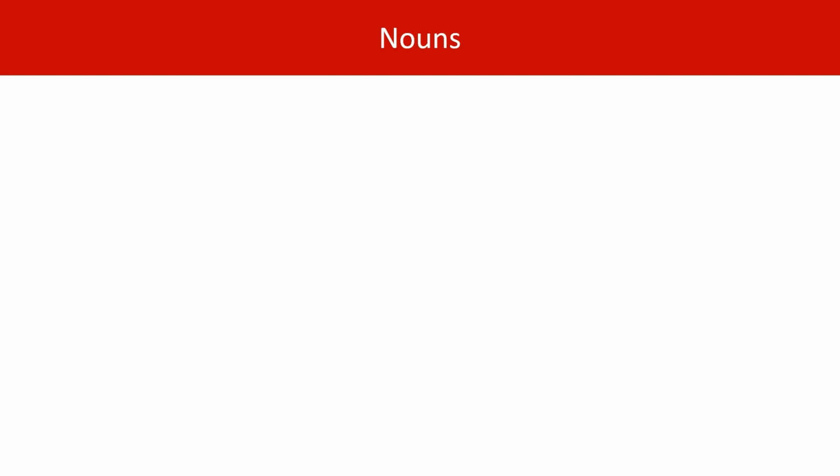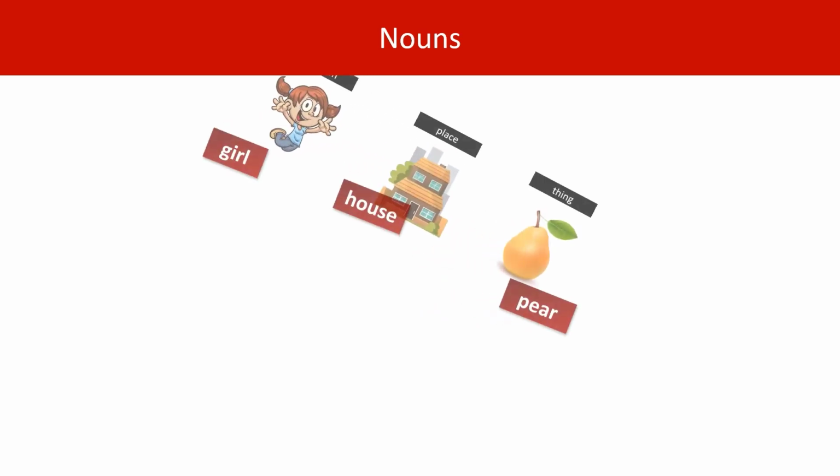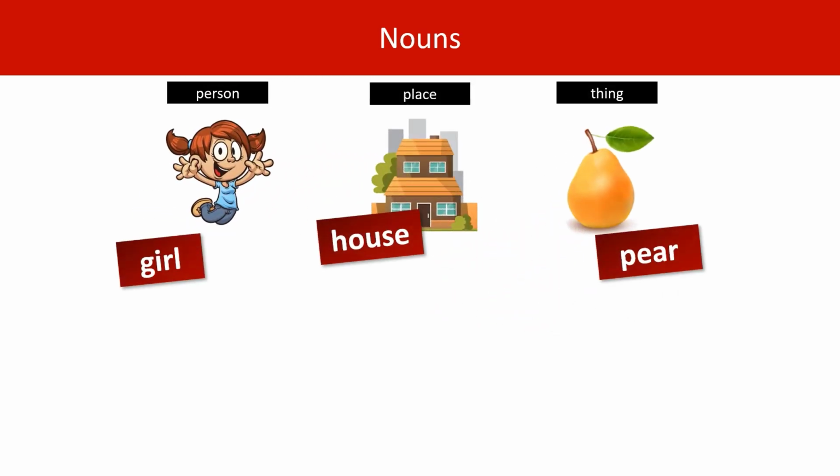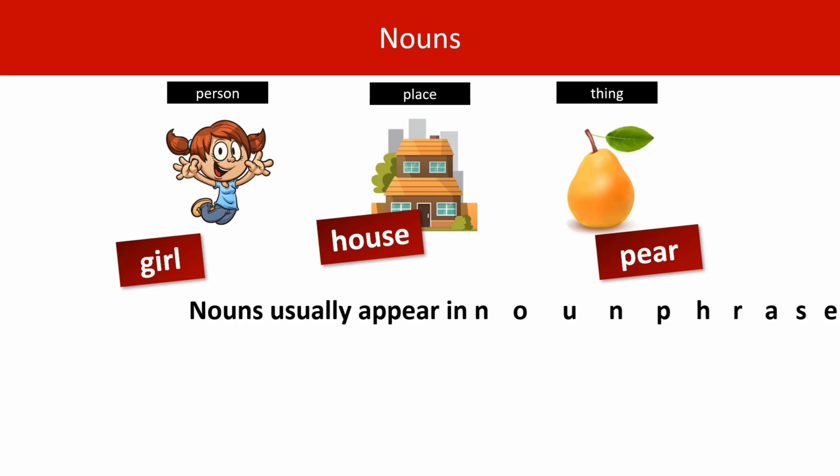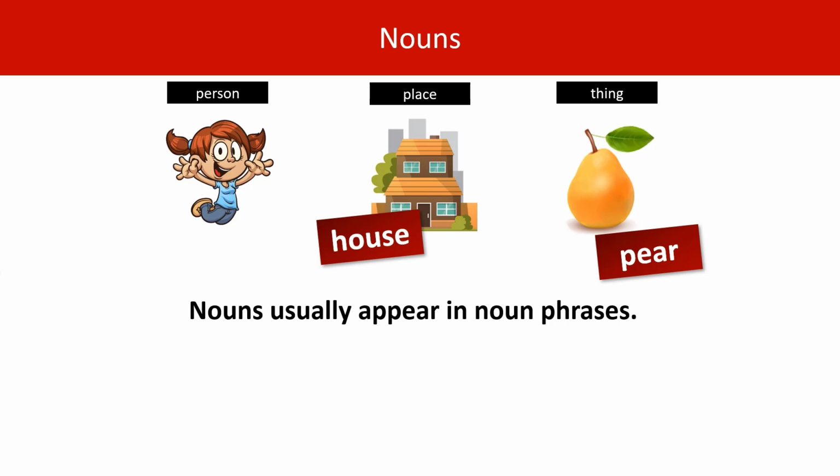Let's go back to our 3 original nouns, girl, house and pair. Now, nouns usually appear in noun phrases. So in a sentence, you wouldn't normally see the word girl by itself. You'd probably see it in a noun phrase. A happy girl. So here we have 2 modifiers, a and happy. But we still have our head noun, girl. So that's a noun phrase.